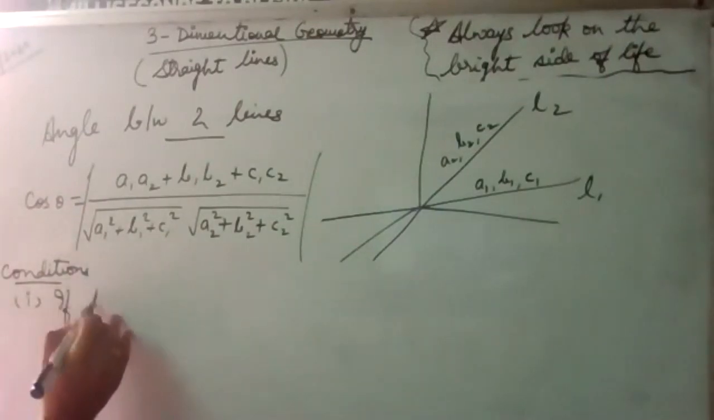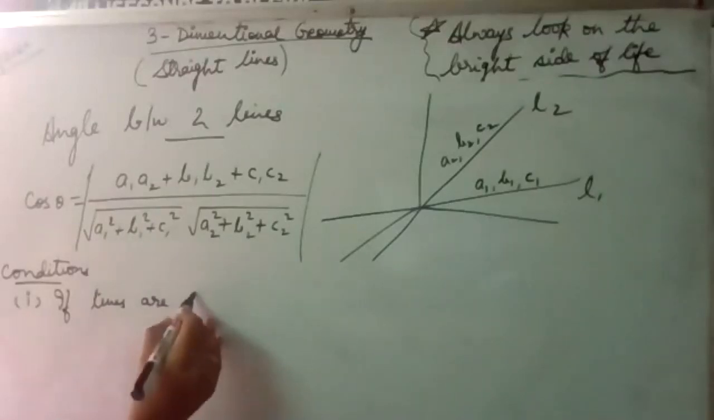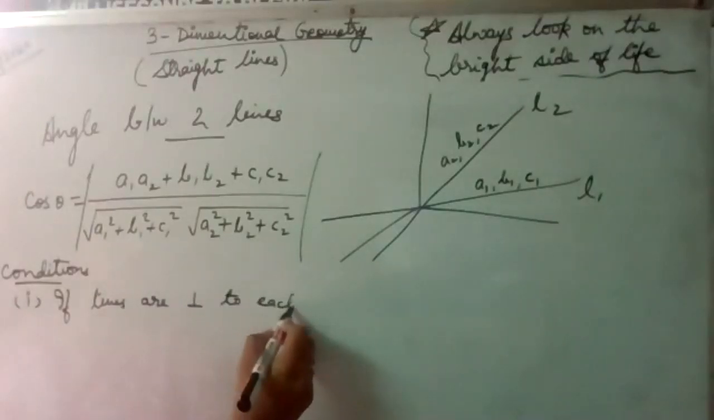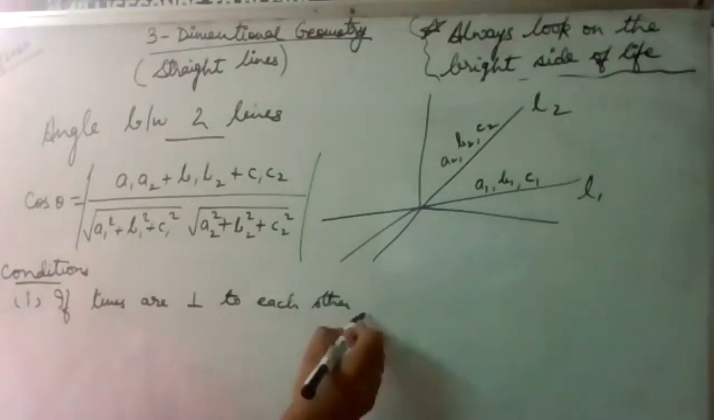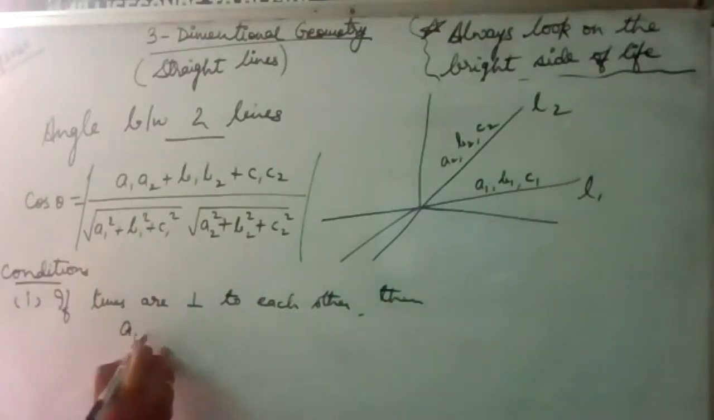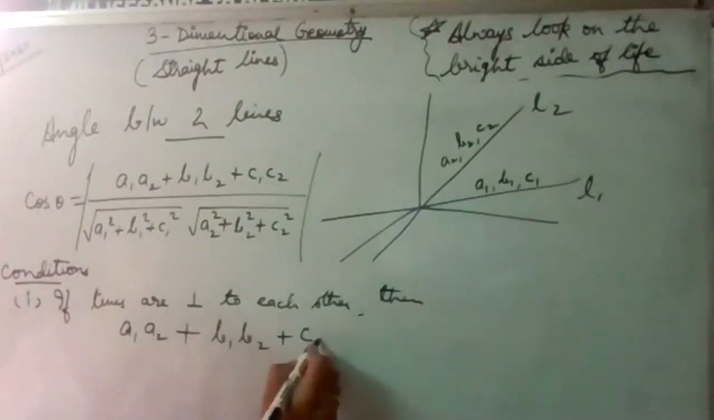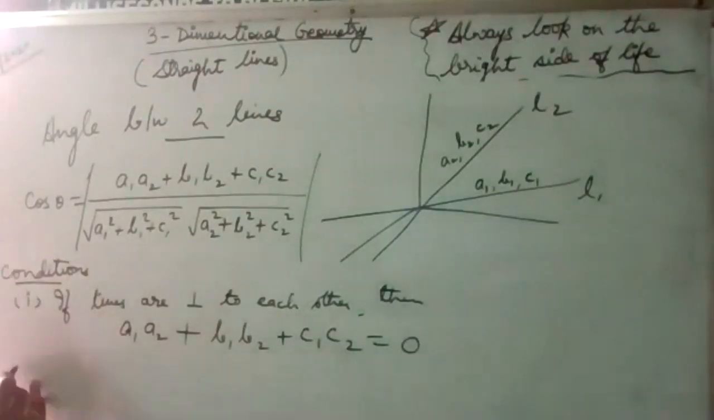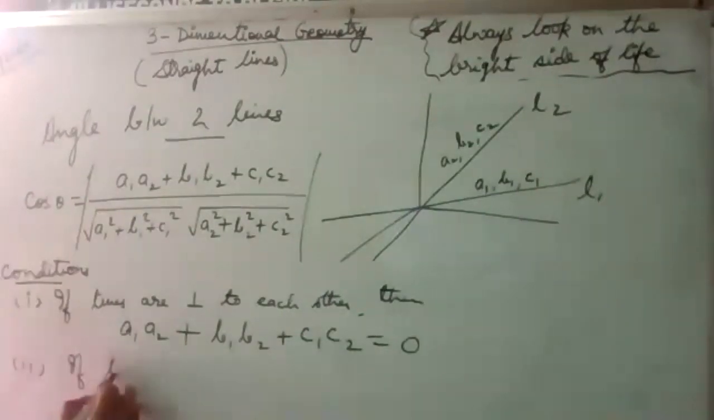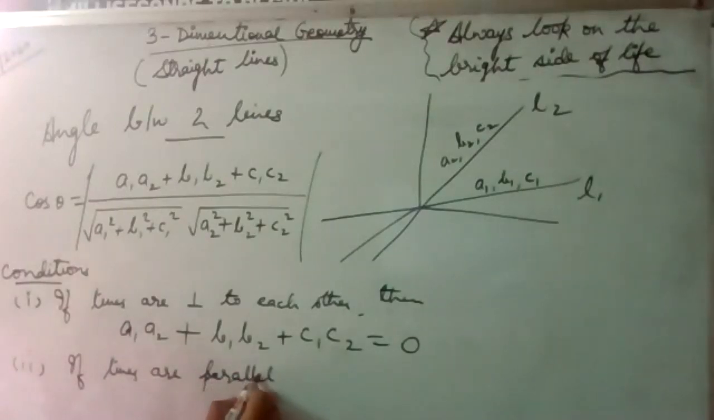First one, if lines are perpendicular to each other, then A1, A2, we have to use these conditions. These conditions are very, very important. A1, A2 plus B1, B2 plus C1, C2 equal to 0. And if lines are parallel to each other, then A1 upon A2 equal to B1 upon B2 equal to C1 upon C2.